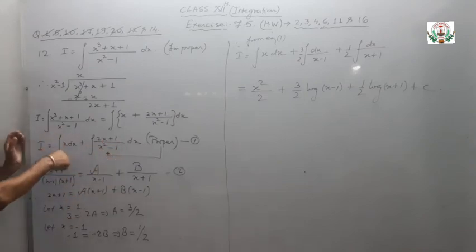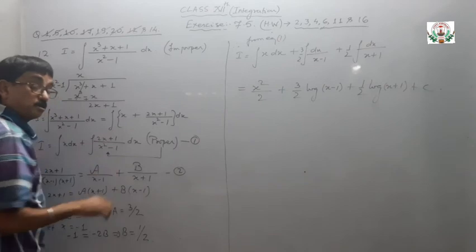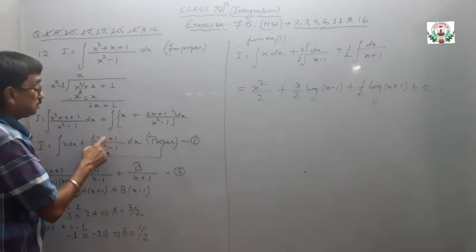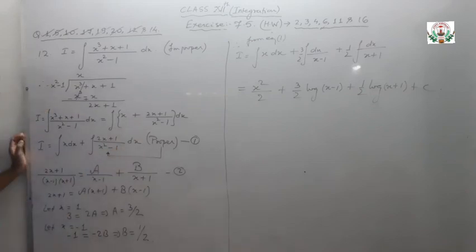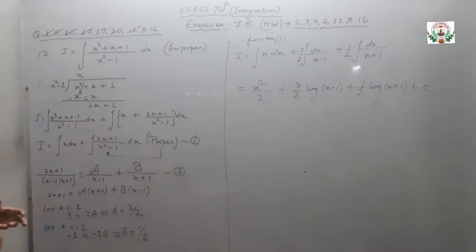Now here the integration of x dx we can integrate directly, but this function has now been converted into a proper fraction. As you can see, the degree of 2x plus 1 is 1 and the degree of x square minus 1 is 2. Now the degree of the numerator polynomial is less than the degree of the denominator polynomial, so it is proper. Now we have to proceed in the same manner as we did in the previous questions.